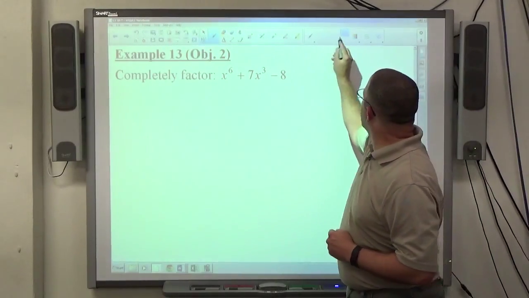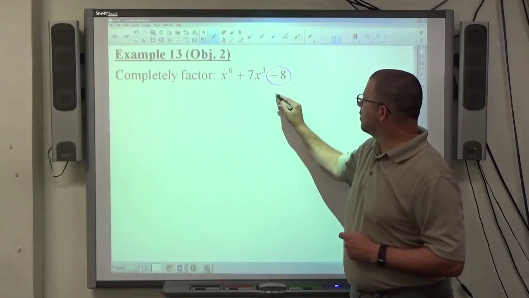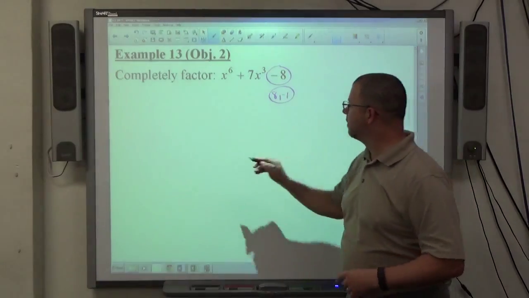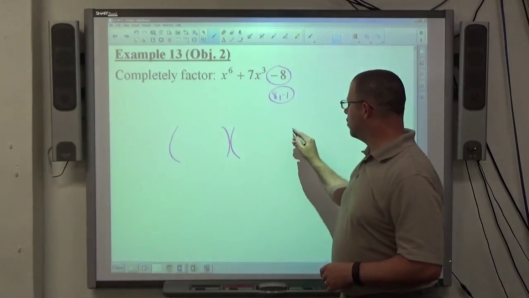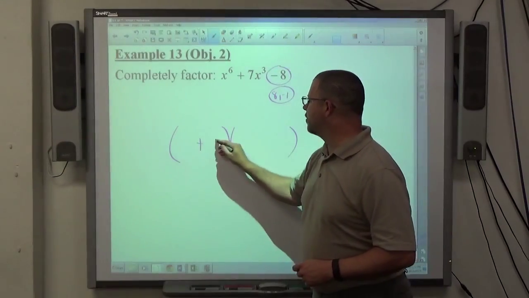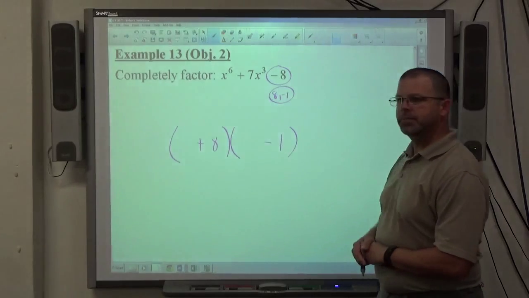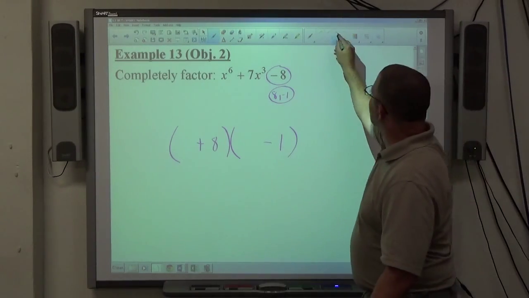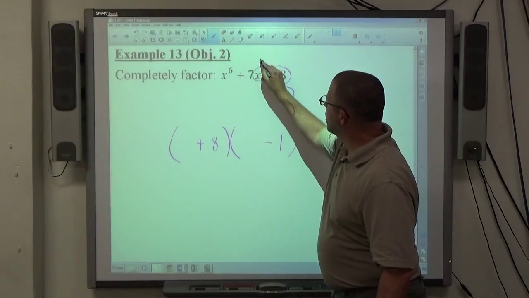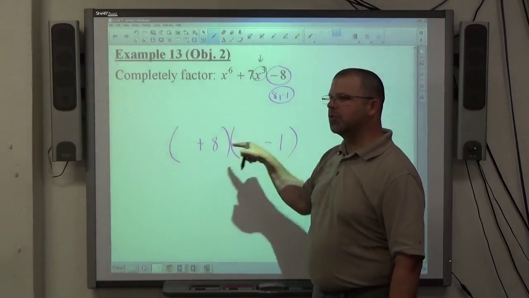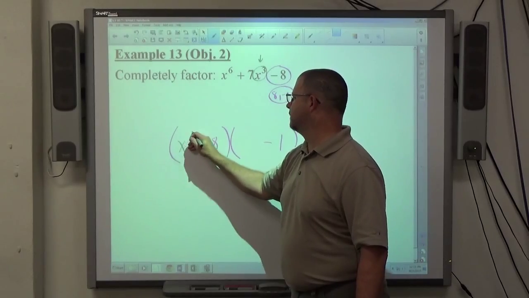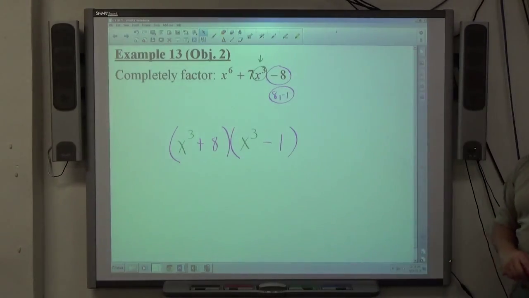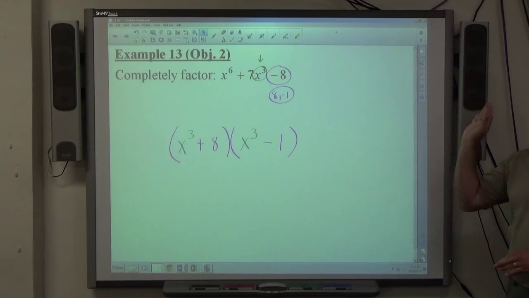The two numbers that multiply to make -8 and add to make +7 will be 8 and -1, right? So you find your two numbers, and you put your two parentheses. You can put a +8 in one and a -1 in the other. All right? Then, whatever is on your middle term, the smaller power of x, that's what goes in front of each of these. Okay? And if it were a nice book, that would be the end of the problem.